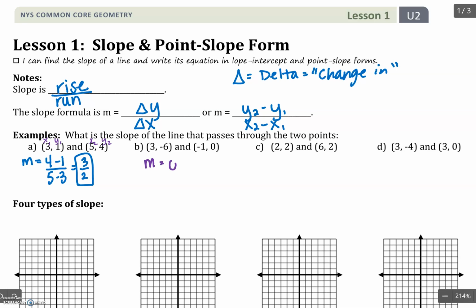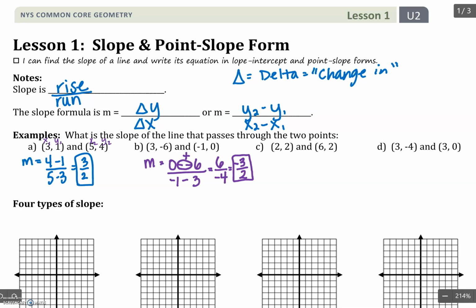So we have 0 minus negative 6 for y2 minus y1, and x2 minus x1 will be negative 1 minus 3. Don't forget that minus a negative is really adding, so this becomes 6 over negative 4. To simplify this, they're both divisible by 2, which would be 3 and 2. And negative signs, we usually don't leave them on the bottom. A fraction only gets 1, so you either put it on top or put it in front.